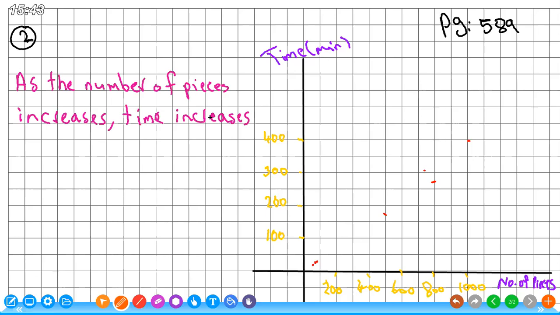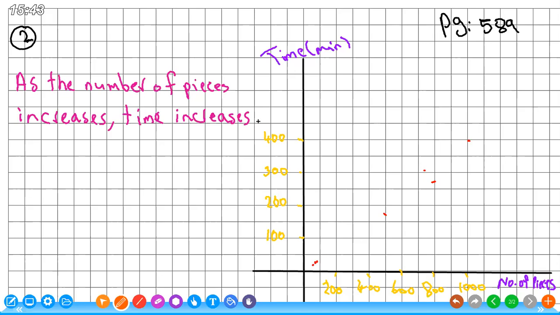Number of pieces does not depend on the time, because as the number of pieces of a puzzle increases, the bigger the puzzle is, the more time it's going to take me to finish it. So the number of pieces does not depend on the time, but the time it requires to finish the puzzle depends on the number of pieces. This is very important for you to understand.